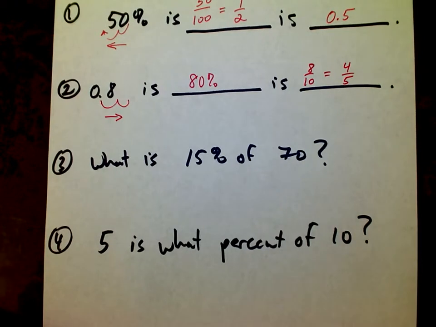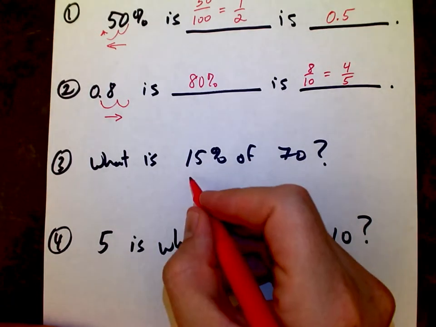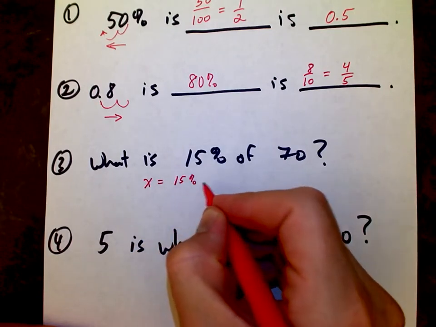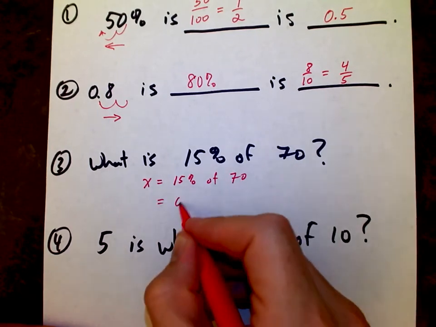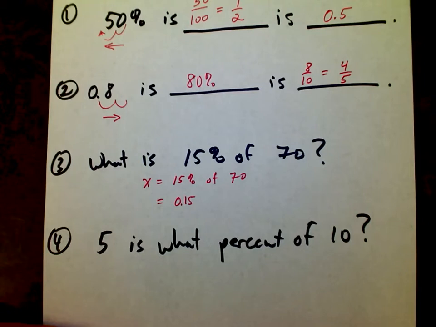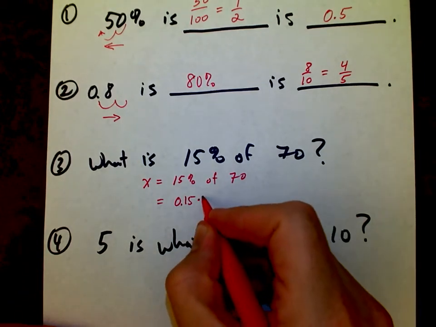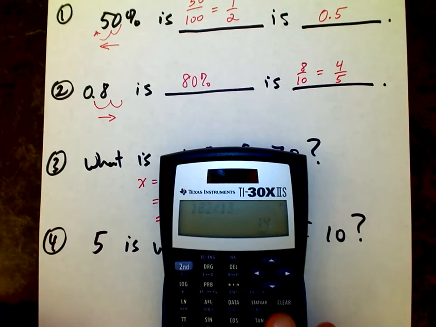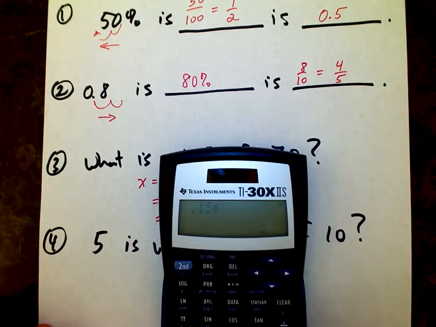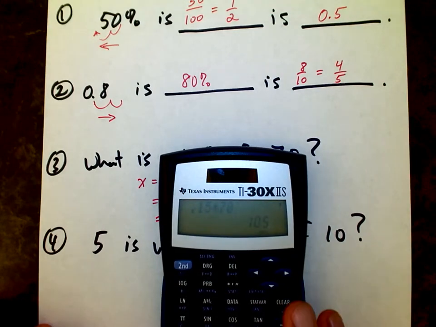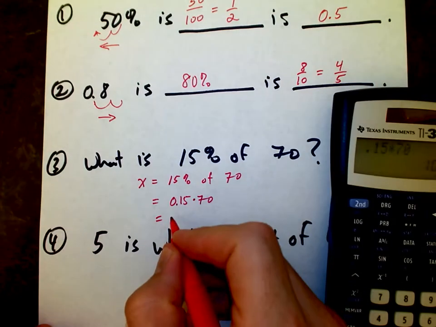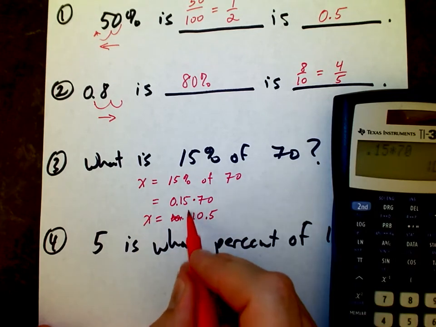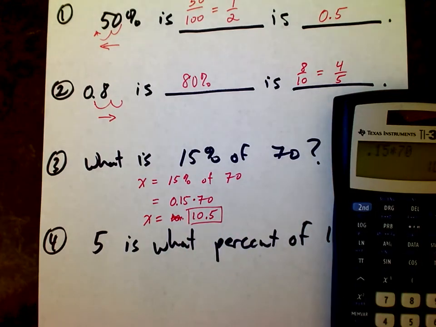And we'll use our calculator here a little bit. What is 15%? So the question is, what is 15% of 70? 15%, you can write as 0.15. Of 70 is the same thing as multiplying by 70. So I'm going to take my calculator here. I've got 0.15 times 70. You get 10.5. So what is 15% of 70? 10.5 is.